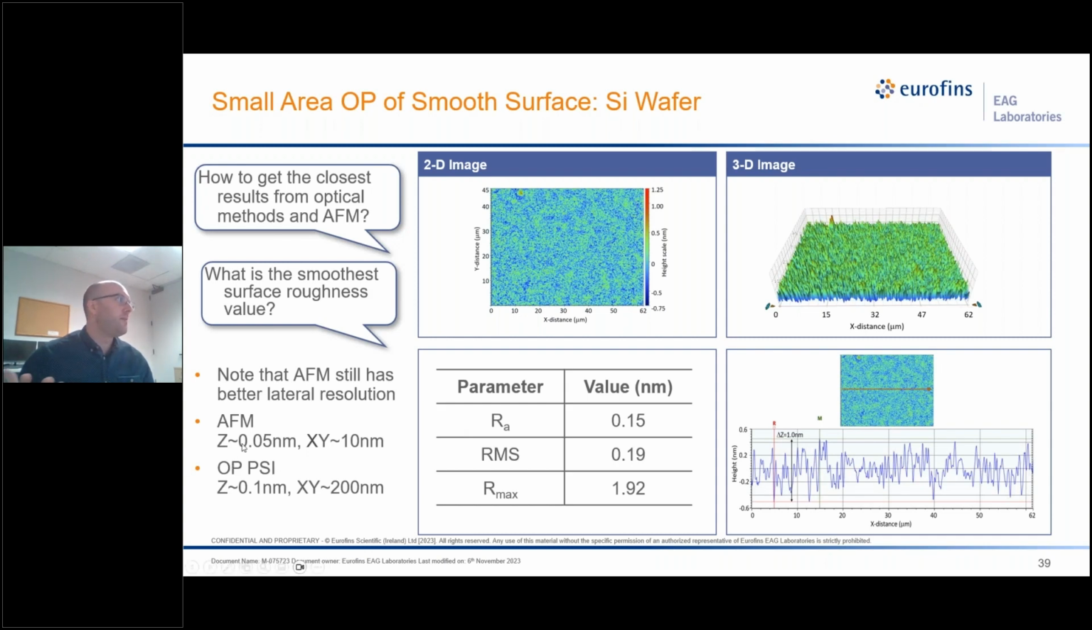Whereas OP, we're limited by light, right? So in the XY, we can get a Z resolution of almost that of an AFM, down to about 0.1 nanometers, but the lateral resolution is always going to be significantly worse.